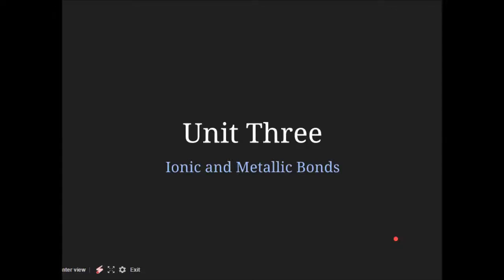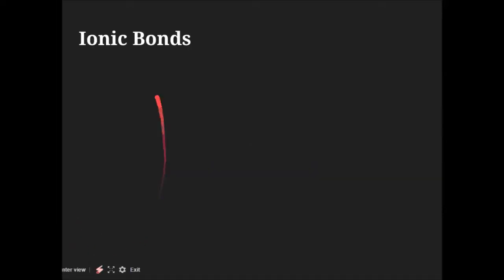All right. So this is Unit 3. Unit 3 is all about ionic bonds and metallic bonds. And we're already pretty familiar with ionic bonds from naming, but we'll talk about a little bit more of that nuance during this chapter.